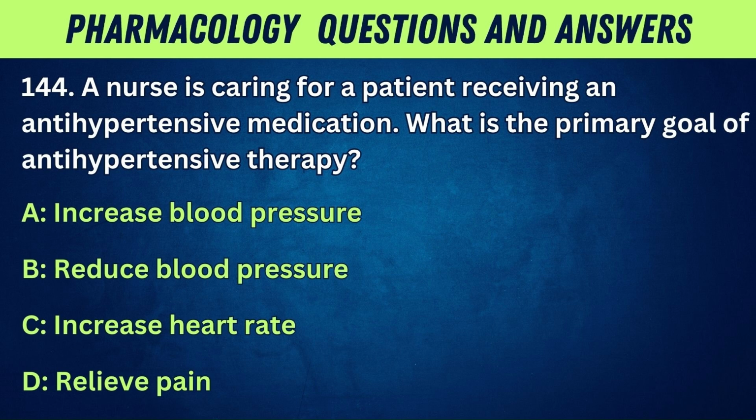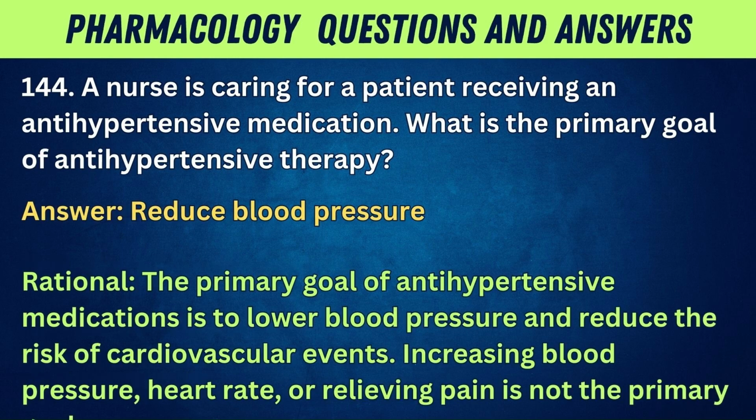144. A nurse is caring for a patient receiving an antihypertensive medication. What is the primary goal of antihypertensive therapy? A. Increase blood pressure. B. Reduce blood pressure. C. Increase heart rate. D. Relieve pain. Answer: Reduce blood pressure. Rationale: The primary goal of antihypertensive medications is to lower blood pressure and reduce the risk of cardiovascular events. Increasing blood pressure, heart rate, or relieving pain is not the primary goal.